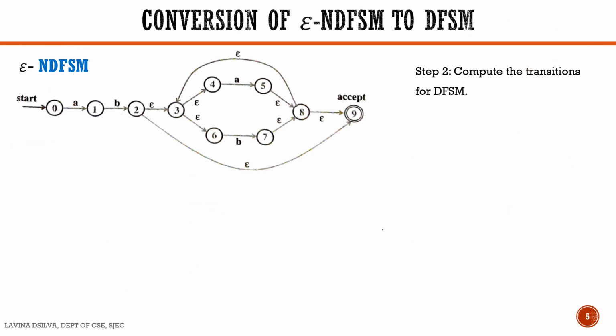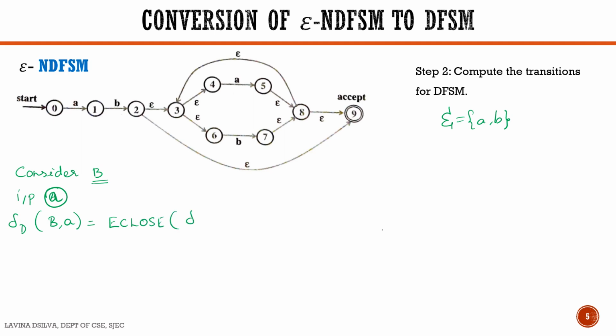Let us consider state B. We know that we have two inputs A and B, and both these inputs have to be checked for the transitions on B. Now consider input A. Delta D of state B on input A is equal to E closure of delta E transitions. Delta E transitions are the epsilon NDFSM's transition of state B on input A.